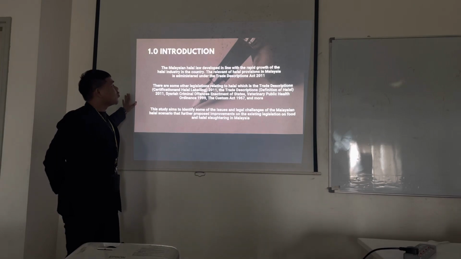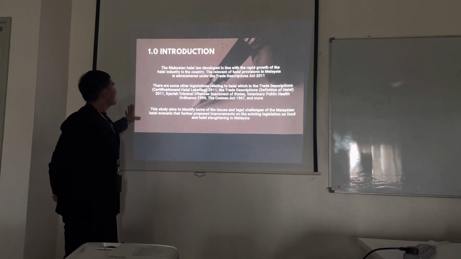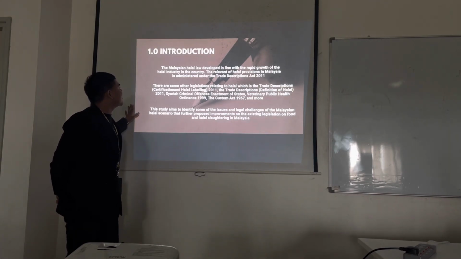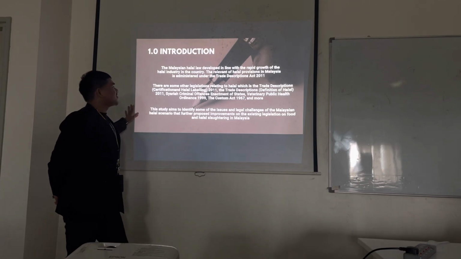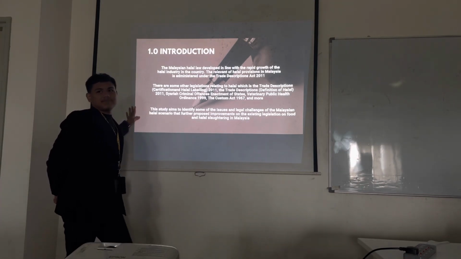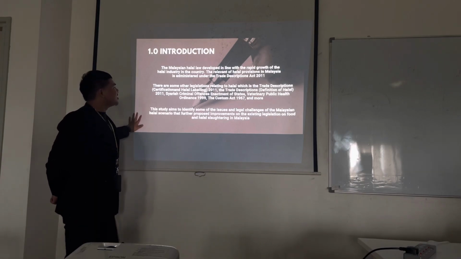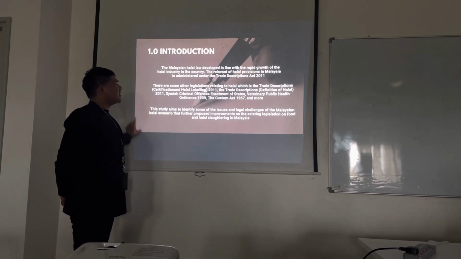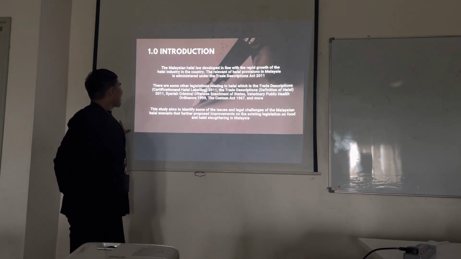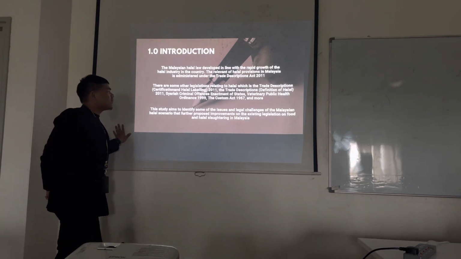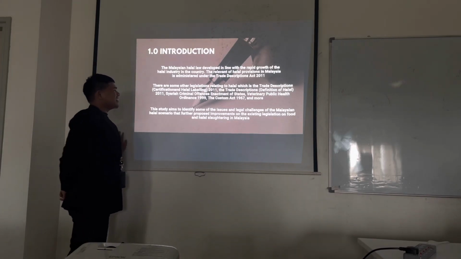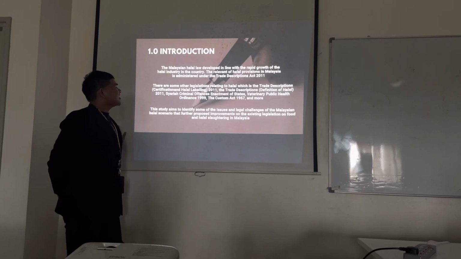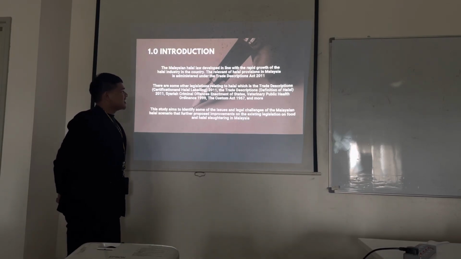The Malaysian halal law developed in line with the rapid growth of the halal industry in the country. The relevance of halal provision in Malaysia is administered under the Trade Description Act 2011. There are some other legislation relating to halal, which are the Trade Description Certification and Halal Labeling 2011, the Trade Description Definition of Halal 2011, Sharia Criminal Offences Enactment of State, Veterinary Public Health Ordinance 1999, the Customs 1967, and more.